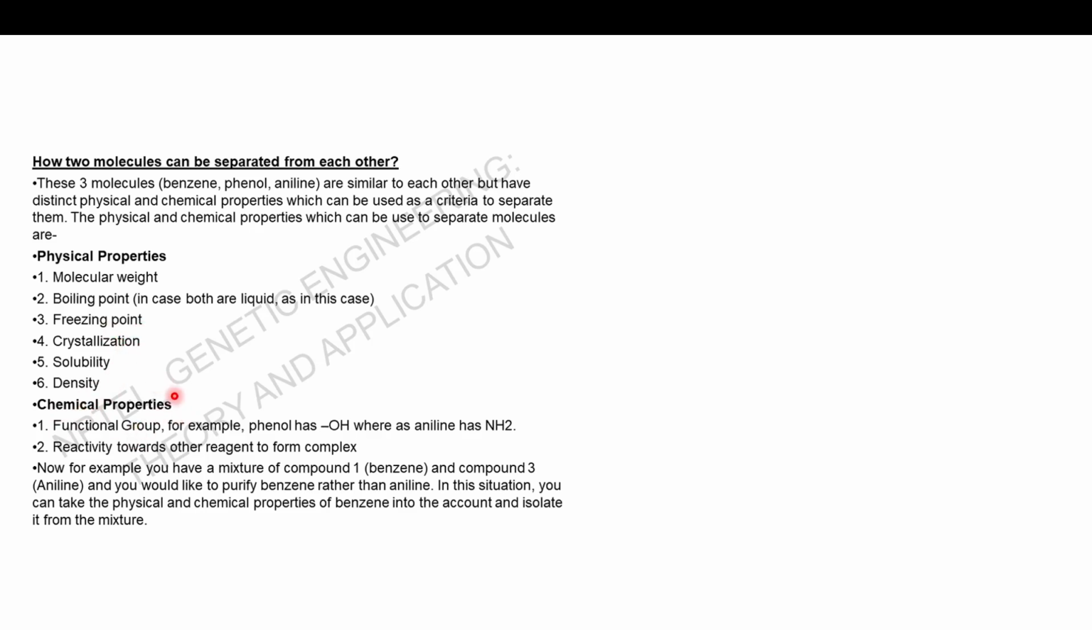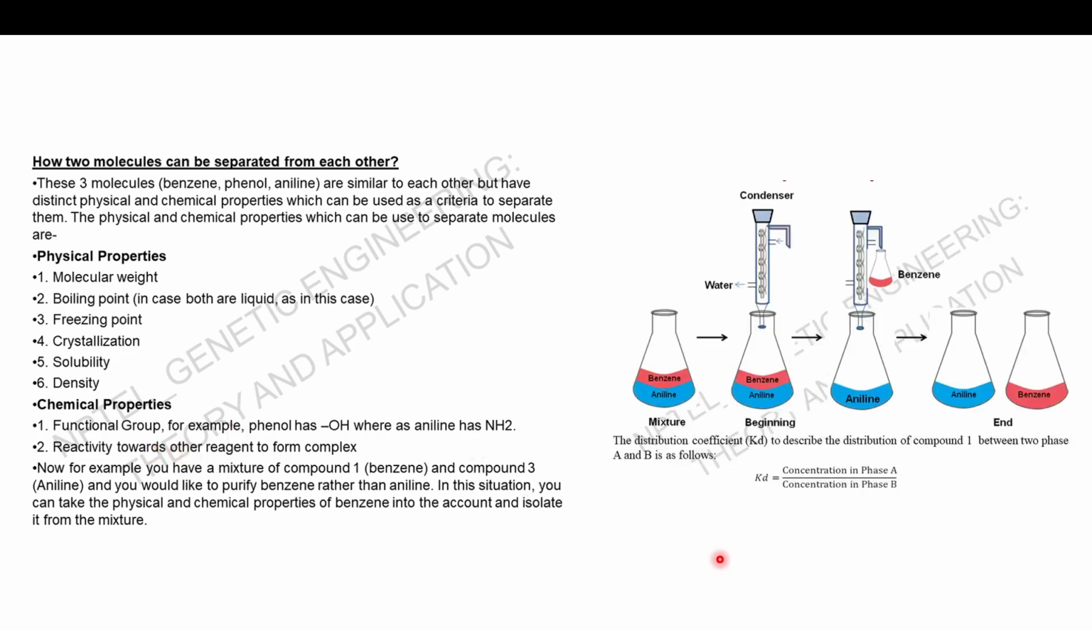And then the chemical property that can be exploited is the functional group. For example, phenol has an OH group, whereas aniline has NH2. Another thing that can be used to separate your analyte from a mixture is the reactivity towards another agent to form a complex. So this is an example where you have a mixture of two compounds, benzene and aniline, suppose. And you would like to separate benzene from aniline, and you are mainly interested in taking out the benzene from there.